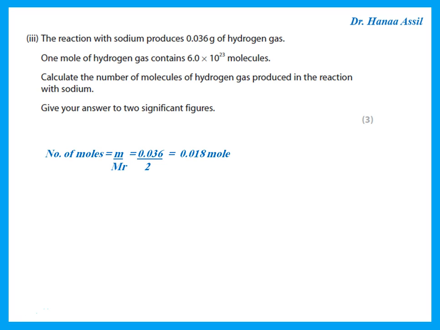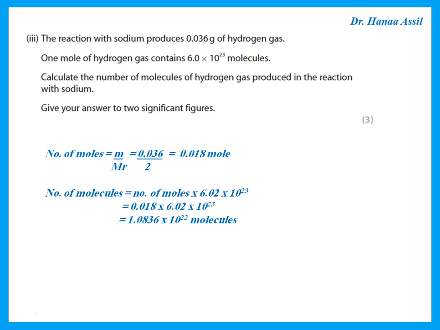He wants number of molecules. How do we get number of molecules? It is the number of moles times the Avogadro's number. We know that 1 mole contains 6 times 10 to the 23. So the 0.018 will contain how much? You multiply by that number, you get a certain number of molecules. So this is 1.0836 times 10 to the 22 molecules.